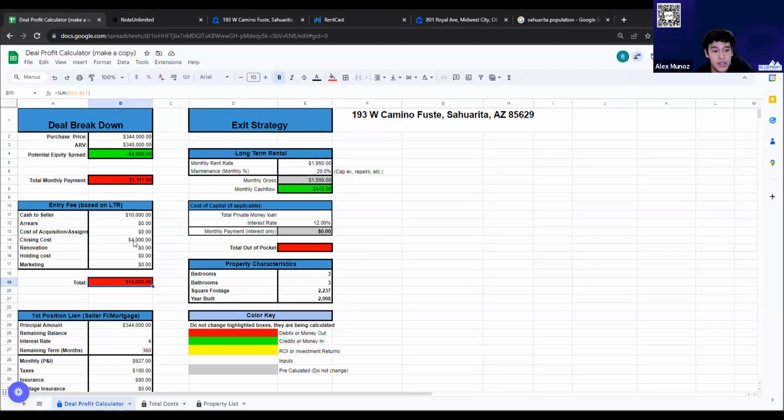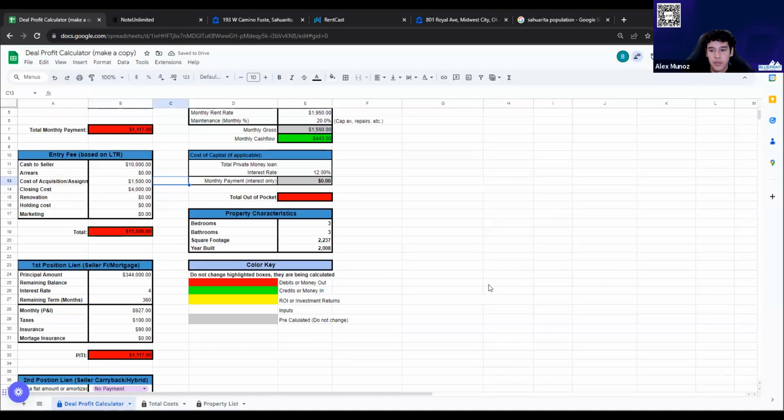And let's just say you wanted to assign this, you could probably assign this, I don't know, maybe 15 to 20K, maybe even more, because it's a seller finance deal, so there's no due on sale clause. So this is just overall a safer bet for most investors in the long term.